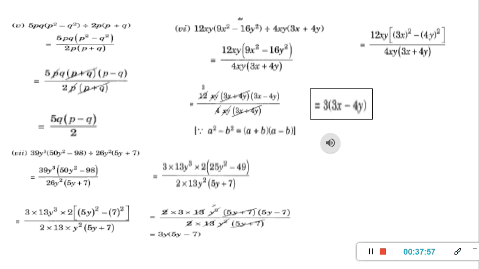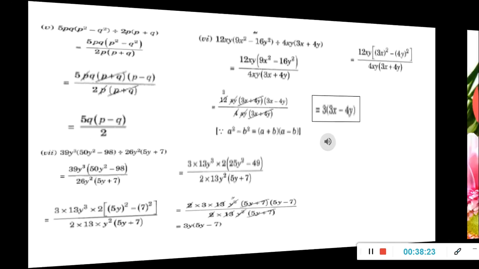So first this factor we can cancel, 5y plus 7 up and down. Now y square in y cube, then y will remain there. 13 will cancel, 2 will cancel. Now what is remaining there? Outside 3 and y is there and inside 5y minus 7 is there. So what is the answer? 3y into 5y minus 7. Clear? Okay.